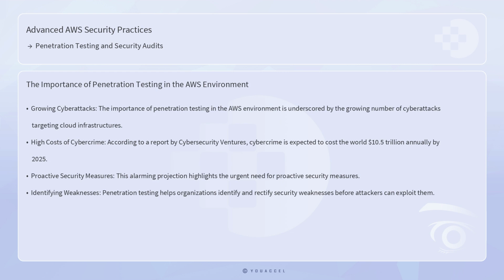The importance of penetration testing in the AWS environment is underscored by the growing number of cyberattacks targeting cloud infrastructures. According to a report by Cybersecurity Ventures, cybercrime is expected to cost the world $10.5 trillion annually by 2025. This alarming projection highlights the urgent need for proactive security measures. Penetration testing helps organizations identify and rectify security weaknesses before attackers can exploit them. It involves various techniques, including network scanning, vulnerability scanning, and exploiting identified vulnerabilities to assess the security posture of the AWS environment.